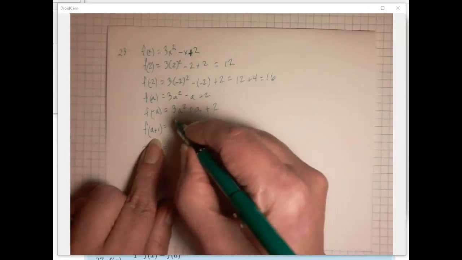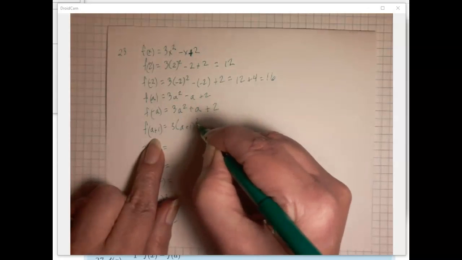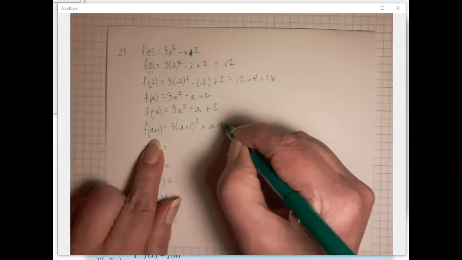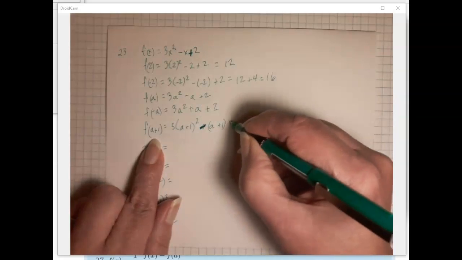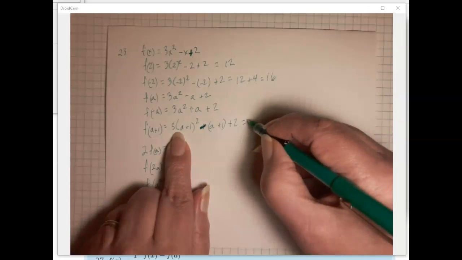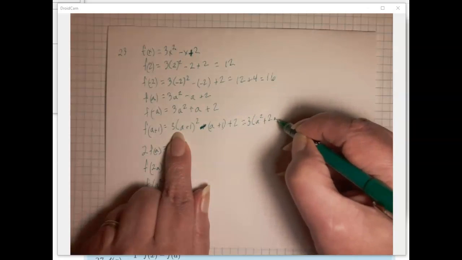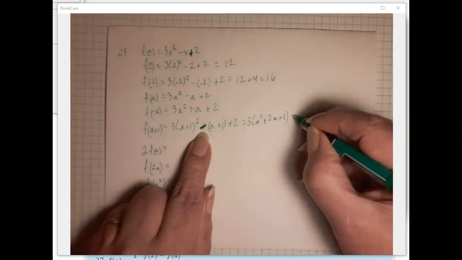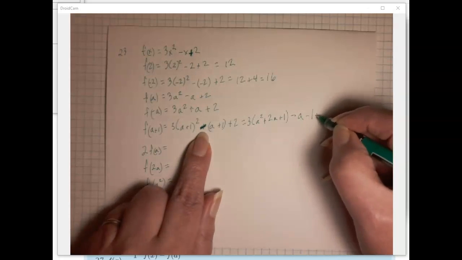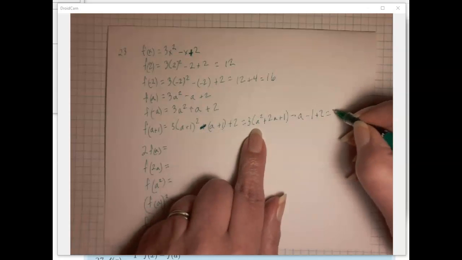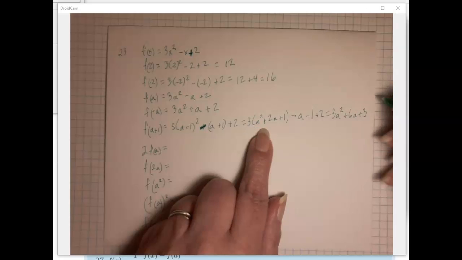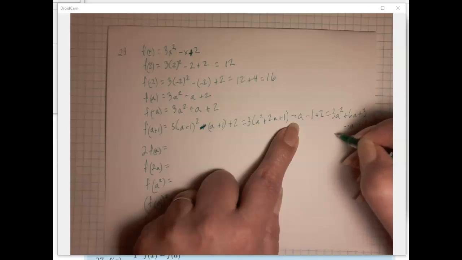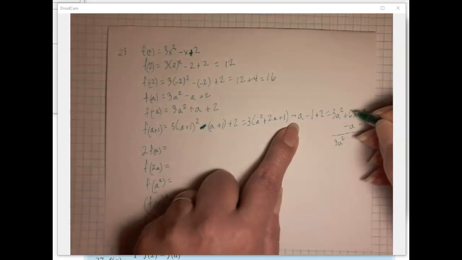Now, putting a plus 1 in here, I got 3 times a plus 1 squared plus a plus 1. I'm sorry, that should be minus. So minus x minus a plus 1 plus 2. So if I FOIL this out, I'll get 3 times a squared plus 2a plus 1 using formulas, minus a minus 1 plus 2, which gives me 3a squared plus 6a plus 3 minus a minus 1, and I can see that gives me 3a squared plus 5a plus 2.